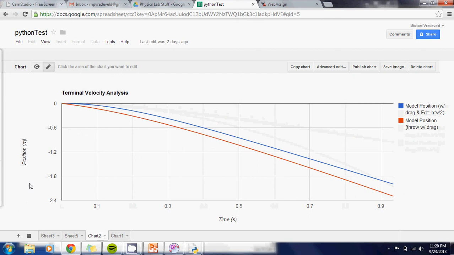In this chart, we show the difference if the object had been thrown instead of dropped from rest. The red depicts the crumpled paper ball system being thrown, and the blue is where it drops from rest. As you can see, the model position for the thrown paper ball does go a little farther. However, the slope of the terminal velocity is the same as the model position.